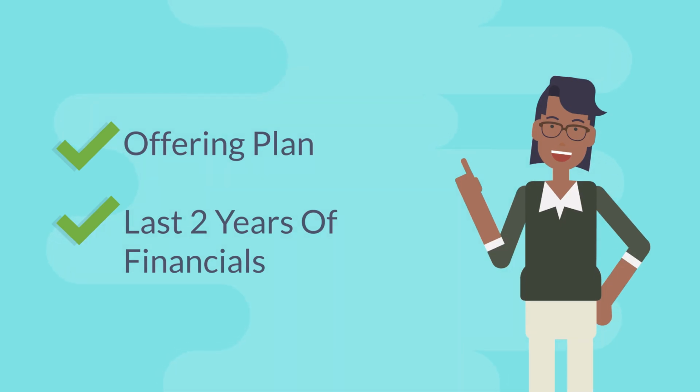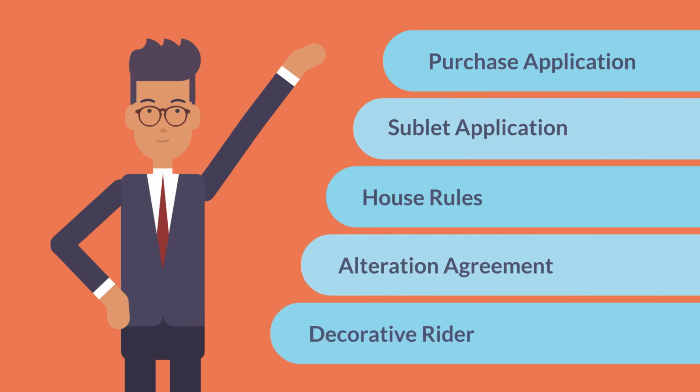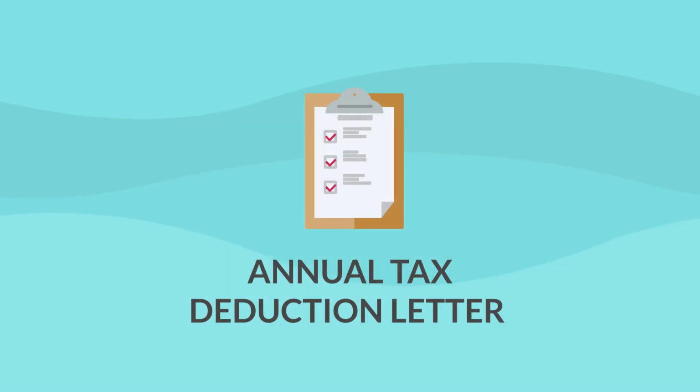You should share any other building documentation you have with the buyer's attorney and buyer's broker, if there is one. These documents include the purchase application, sublet application, house rules, alteration agreement, and decorative rider. You can also share the annual tax deduction letter if you're selling a co-op.